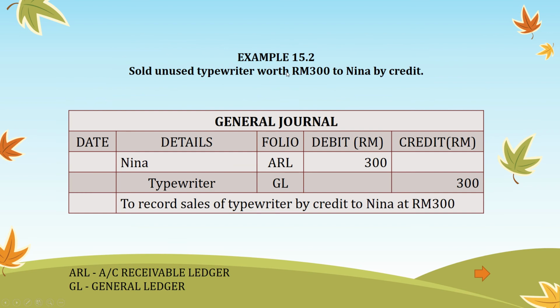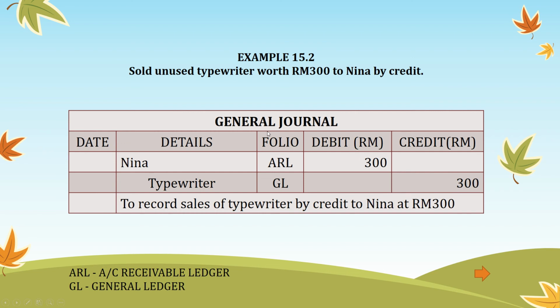Next, let's look at example 15.2. This is the example for the sale of non-current asset, which is a typewriter. When the business sold its typewriter, asset will decrease, therefore credit typewriter. And at the same time, the amount of its account receivable will increase because the business sold the asset to Nina on credit. Therefore, asset Nina account receivable will increase RM300.